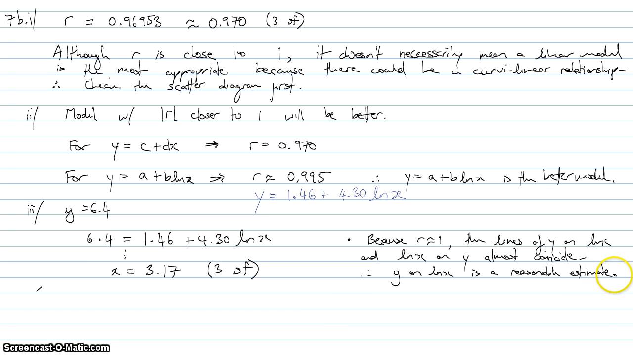But there's one other thing I should check, and that is whether I'm interpolating or extrapolating. You can see here that y equals 6.4 is within the data range. So these two facts mean that the estimate is reliable. Okay, and that's question 7 done.